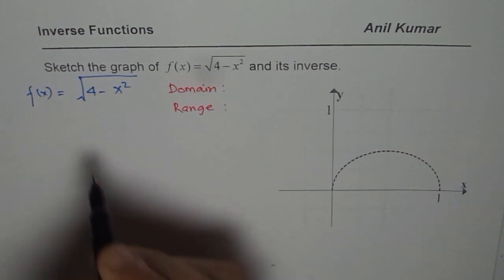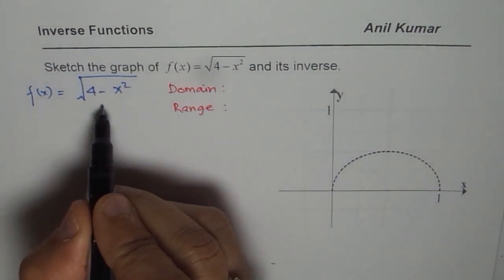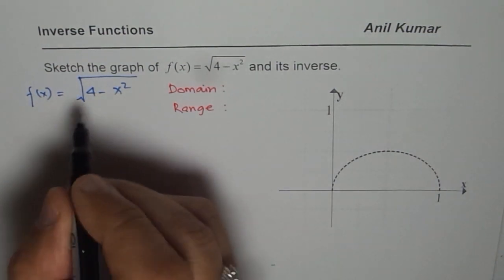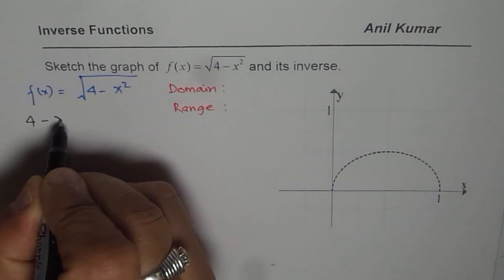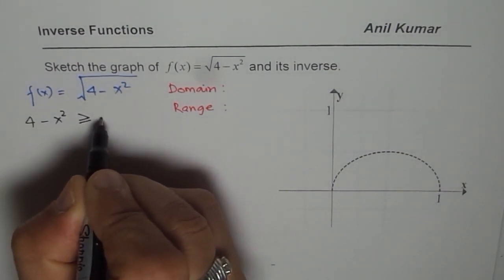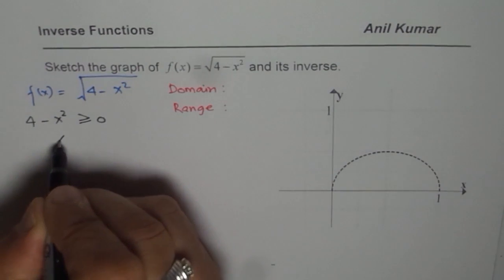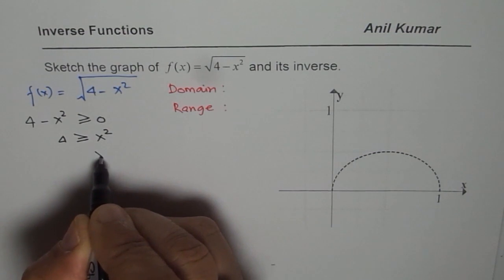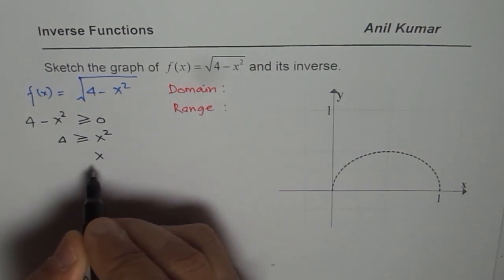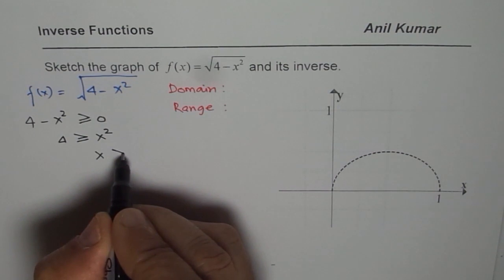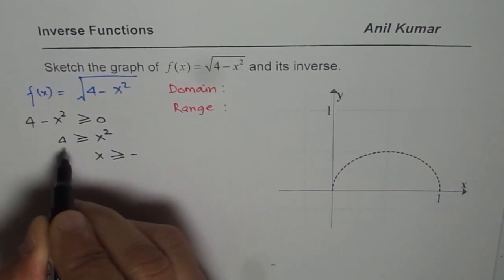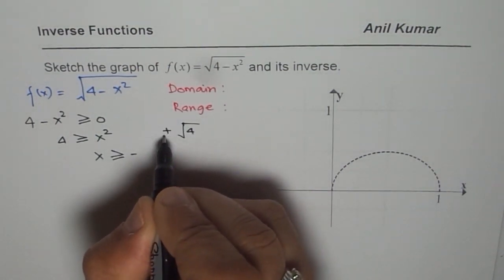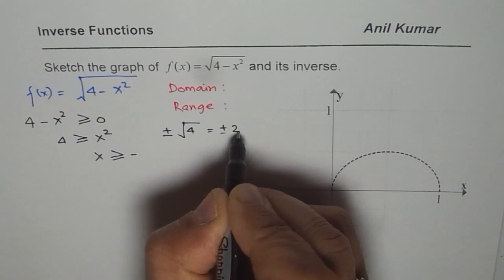To find the domain of this function, we know that within the square root, the expression has to be positive, non-negative I should say. It could be 0. So the idea is to find out when 4 minus x square should be greater than or equal to 0. Correct? It means 4 should be greater than or equal to x square. If you solve this inequality, then x should be greater than or equal to minus square root of 4. So when you take the square root of 4, plus and minus will come, which is plus and minus 2.